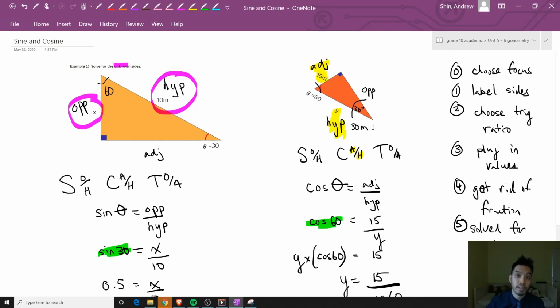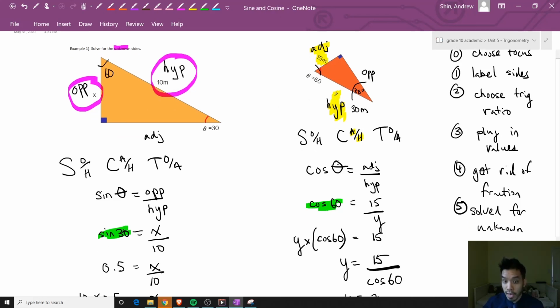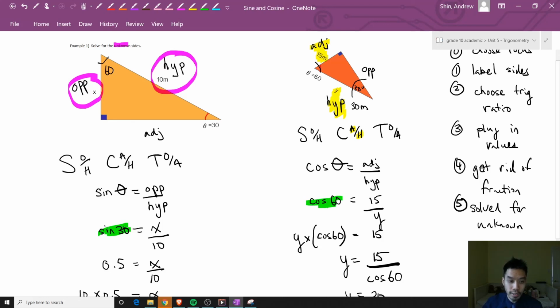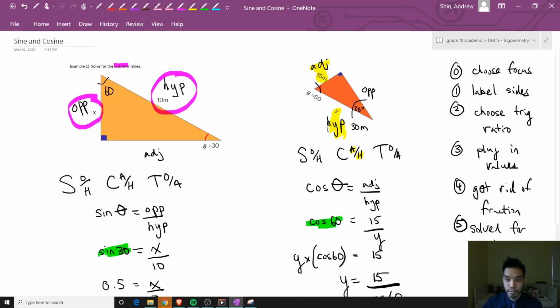The thinking stuff, which is what separates us from the machines, is understanding why these are two similar triangles and why there's a relationship between cosine 60 and sine 30. So I need you guys to think a little bit more carefully about that as we move to the next video. So click, and we'll see you in the next video.